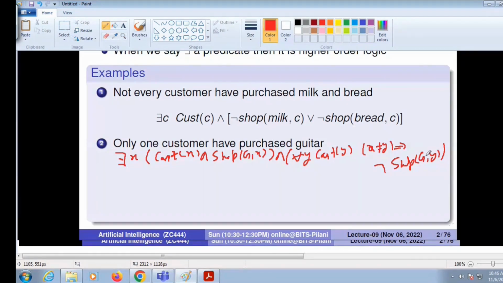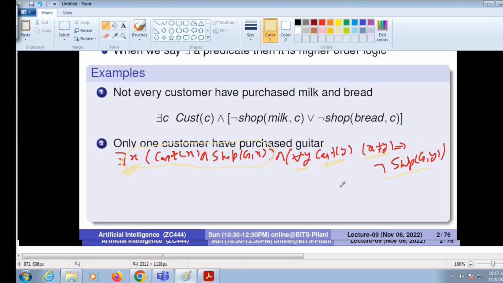Does it make sense? That what I'm telling, that there is just x, that he is a customer and he has shopped the guitar. It means that there is someone who has shopped the guitar. But for everybody else, if the second person y is also a customer and y is not equal to x, then he has not shopped the guitar.